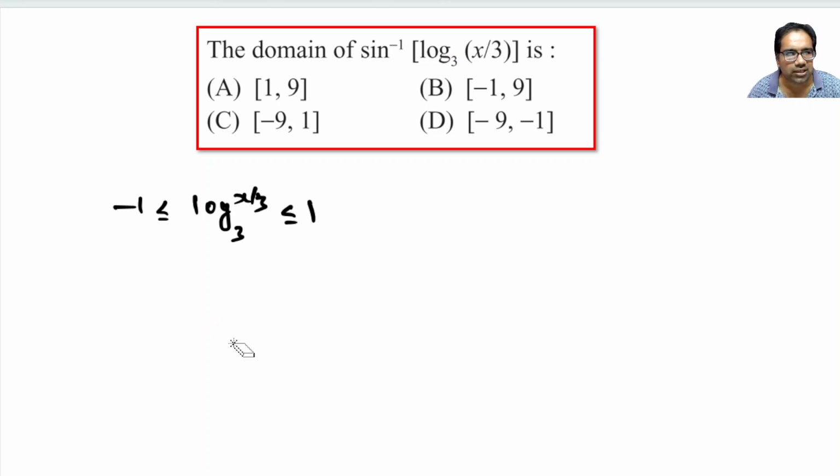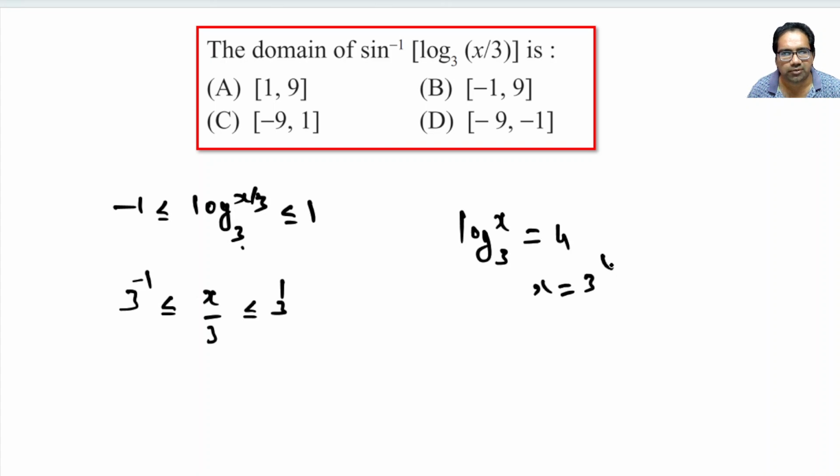So now log of x by 3 to base 3 should lie between minus 1 and 1. What does that mean? 3 power minus 1 is less than or equal to x by 3, which should be less than or equal to 3 power 1. Right. Let's say, for example, log of x to the base 3 is equal to 4. What does that mean? x equals 3 power 4. We are using the same method here. x by 3 should be less than or equal to 3 power 1, and x by 3 should be greater than or equal to 3 power minus 1.